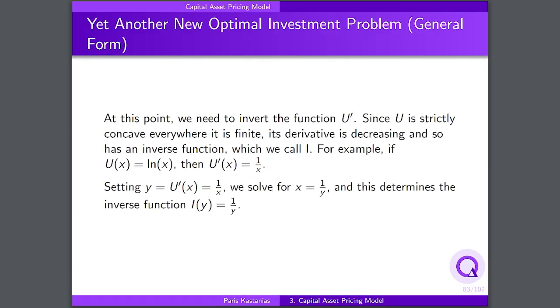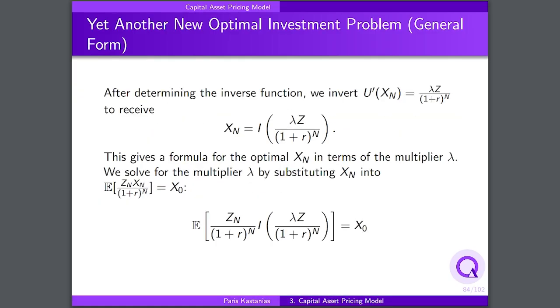So at this point, we need to invert the function u dash. Since u is strictly concave everywhere it is finite, its derivative is decreasing, and so it has an inverse function, which we will call I. For example, if u of x equals log of x, then u dash is equal to 1 on x. Setting y equals u dash of x equal to 1 on x, we solve for x equals 1 on y, and this determines the inverse function. Okay, so that's very simple there. You just get 1 on y again.